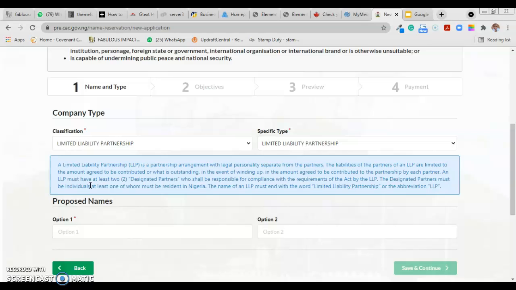Okay, so the designated partners must be individuals, at least one of whom must be resident in Nigeria. So it actually means that you can have one foreign partner, but one person must be a Nigerian and resident in Nigeria. If you are based abroad and you want to operate this kind of business in Nigeria, you must have one partner resident in Nigeria. Okay, so that is what it meant. Just like we have in LP, the suffix that this business type must have is LLP or Limited Liability Partnership.